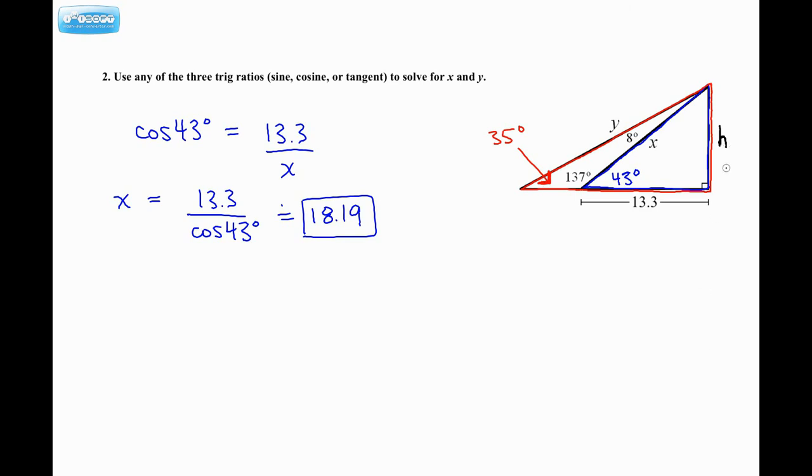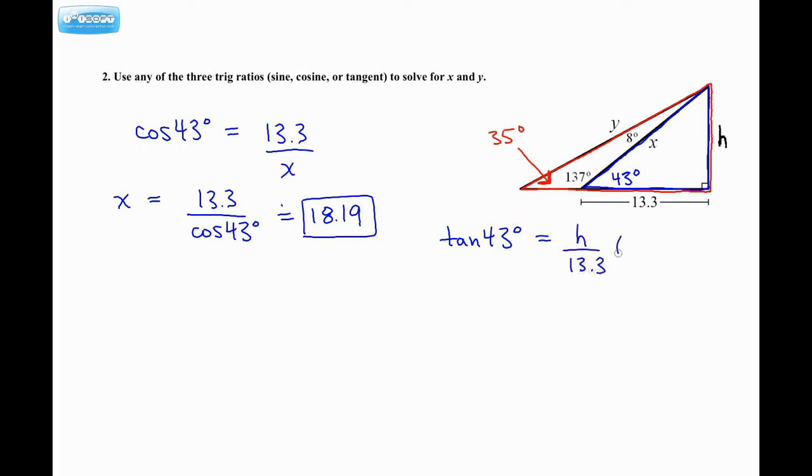All right, so how can we do that? Well, here's my blue. I see how we can do that. We can use the tangent ratio, okay, because the tangent of 43 degrees is h over 13.3. So I'll set that up here. Tan of 43 is equal to opposite divided by adjacent.